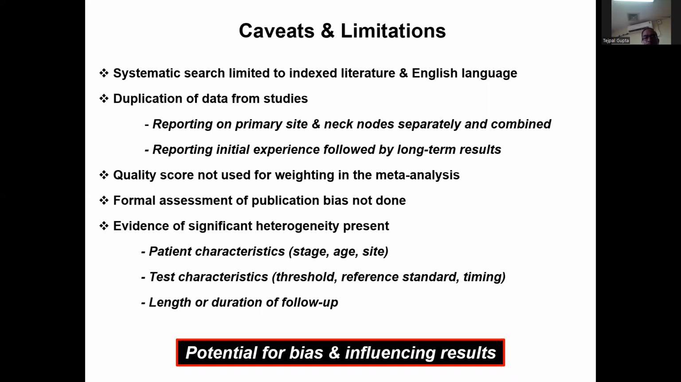So there is a potential for bias and influencing results, and one has to always remember the limitations when we do such kind of systematic reviews and meta-analysis of primary studies.